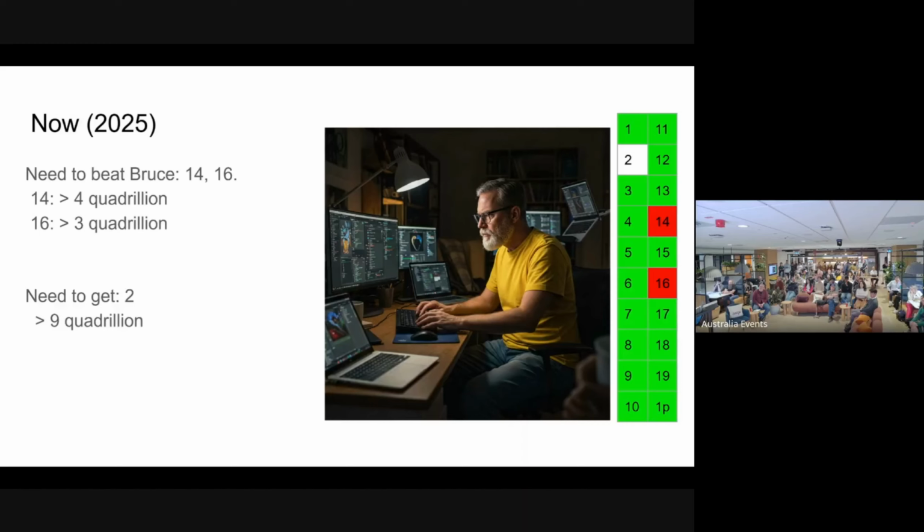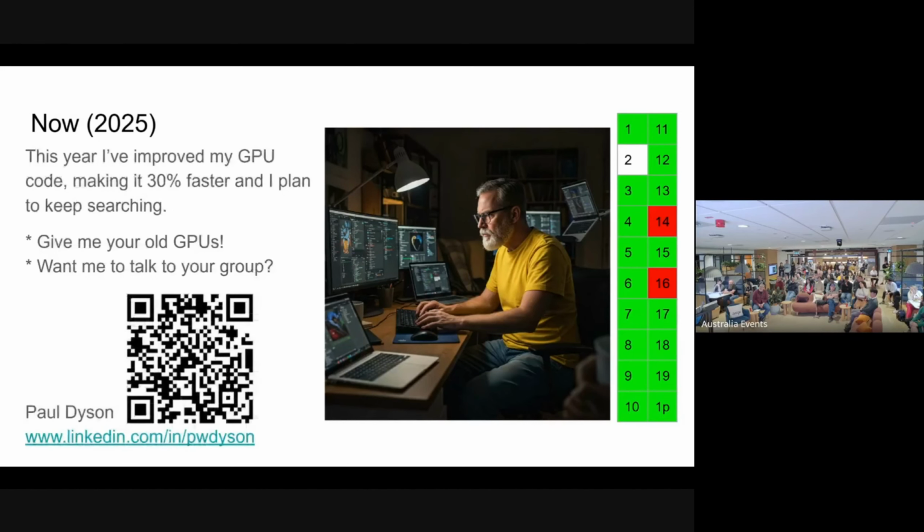And the one that I need to get, neither Bruce nor I have ever got, the number that started this whole thing off, to square the primes and sum them up, the 2, I still haven't got that. And I'm up to 9 quadrillion in my search and still haven't found it. So this year I've improved the GPU code, made it about 30% faster so I can keep searching.